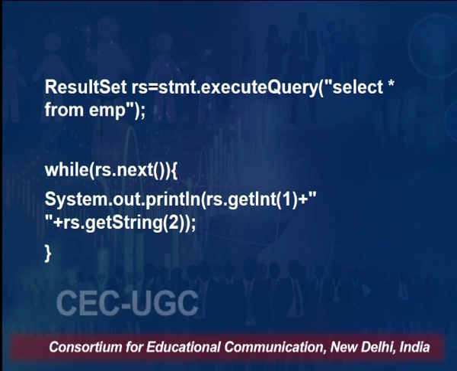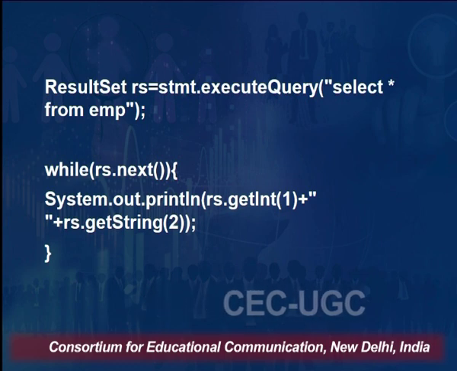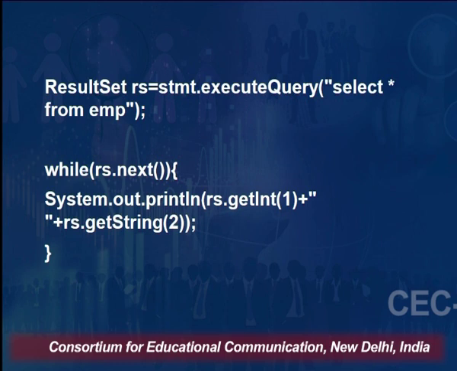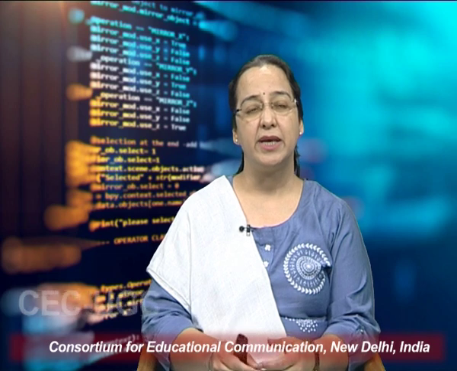We have rs dot getString 2. That means the second field I am talking about is going to be a string. So, whatever field is available inside this rs has come from EMP. For example, we have an EMP ID and the name. That EMP ID as an integer by rs dot getInt 1, and the name of the employee by rs dot getString 2, will be displayed on the screen.